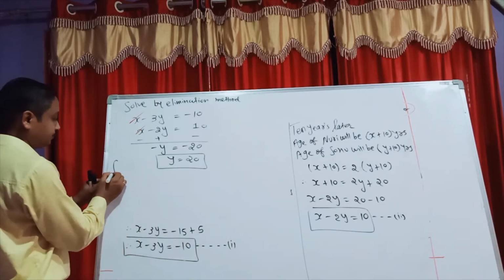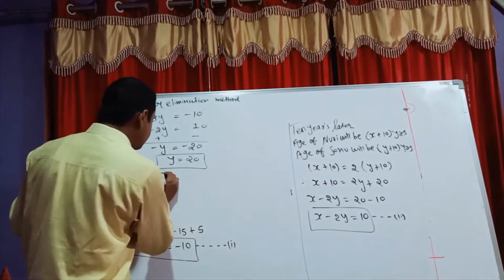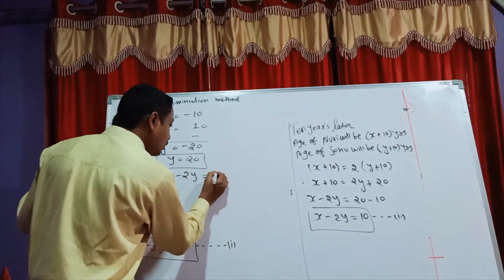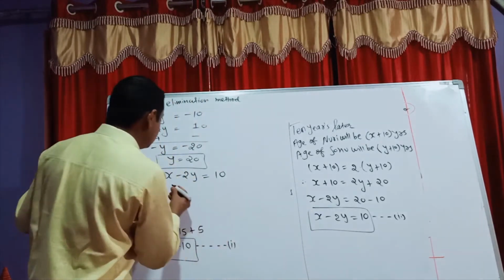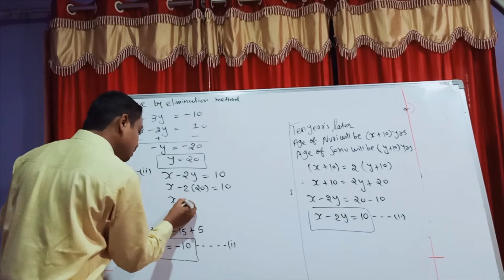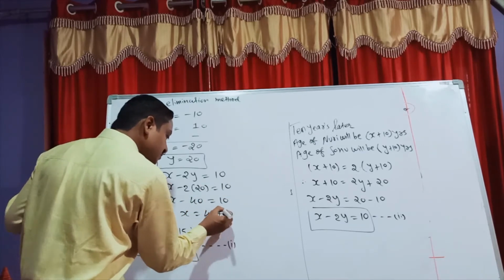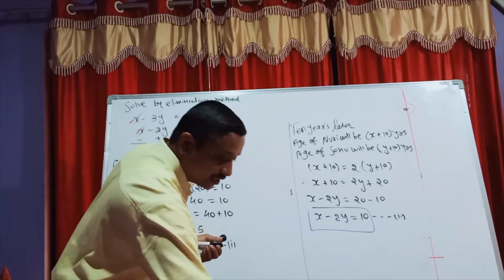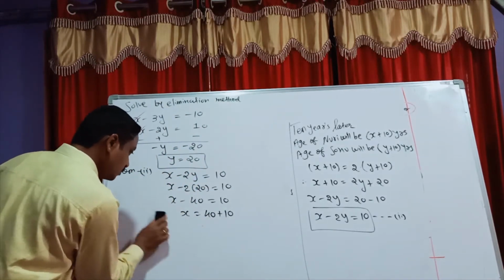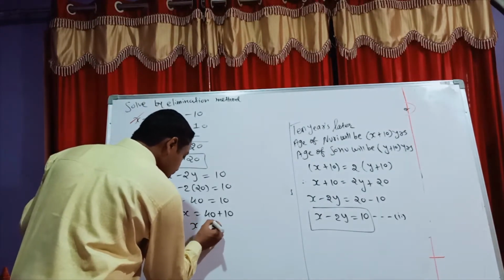I go to 2. Students, as you like, any one equation you can utilize. x minus 2y equal to 10. I utilize this equation. So x minus 2, y is 20, so it is 40. What is x equal to? 40 plus 10. Yes, it is totally 50. So x becomes 50 years.